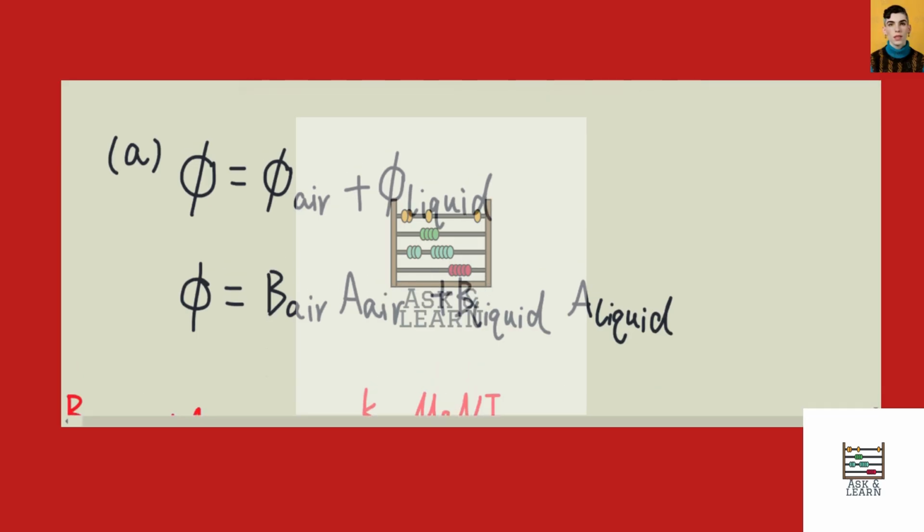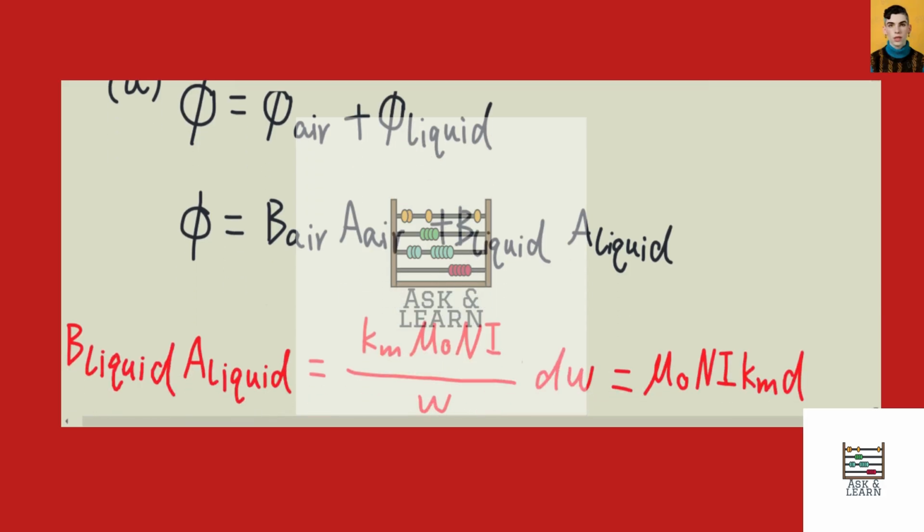Okay, so the total magnetic flux is equal to phi air plus phi liquid. Phi air is equal to B air times A air, and phi liquid is equal to B liquid times A liquid. B air is the magnetic field at the air part, and A air is the area at the air part, and B liquid is the magnetic field at the liquid part, and A liquid is the area at the liquid part.